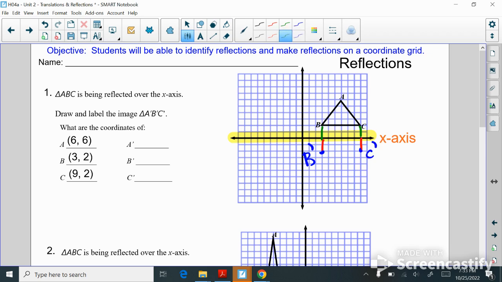And lastly, A is 6 away from the x-axis. So on this side, it also needs to be 6 away. That should have been in red. Let's just change that quickly. And then this is my A prime. So I can connect these lines now, and this blue triangle is my new image.